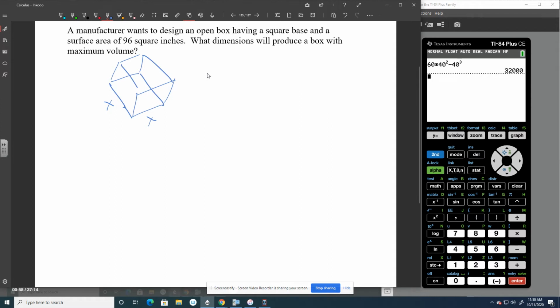And it has a surface area of 96 square inches. So what dimensions will produce a box with a maximum volume? So we are trying to maximize volume. Well, for volume, I know that I take the length of the box times the width of the box times the height of the box to get my volume.